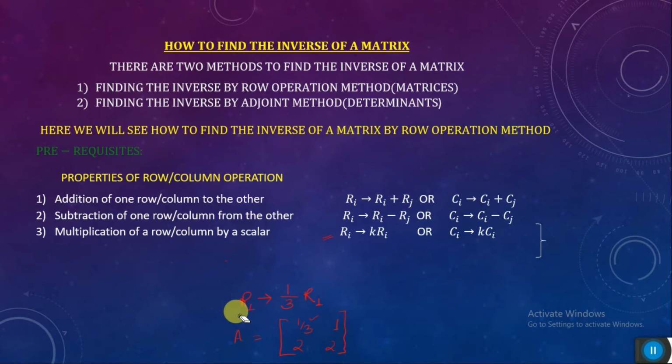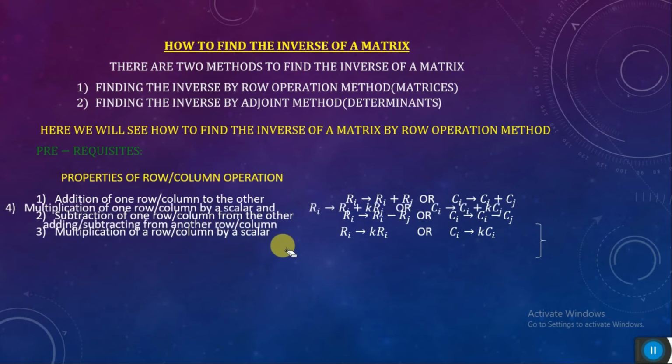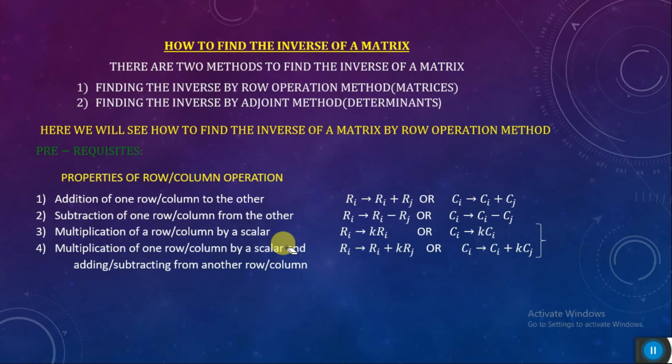Okay, let's see the next operation. This operation is the main one which we will be using mostly. It involves addition and subtraction. Here I have written plus, you can write minus also. Here I have written multiplication of one row or column by a scalar and adding or subtracting from another row or column. So in place of this there can be minus also.